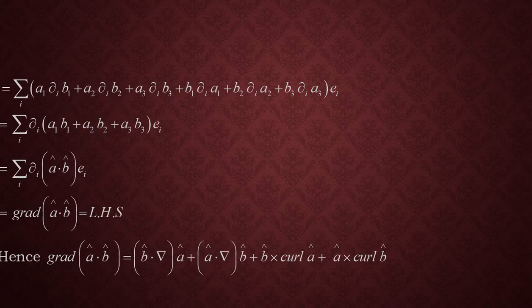So we have proved our vector identity, that is, the gradient of A cap dot B cap equals B cap dot del times A cap plus A cap dot del times B cap plus B cap cross curl A cap plus A cap cross curl B cap. So we have completed the proof of this vector identity.